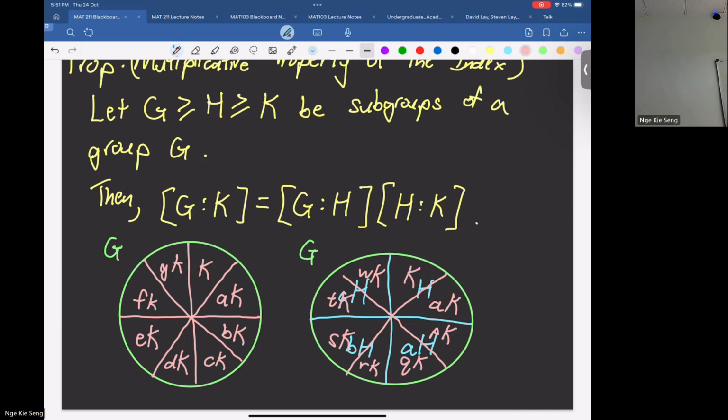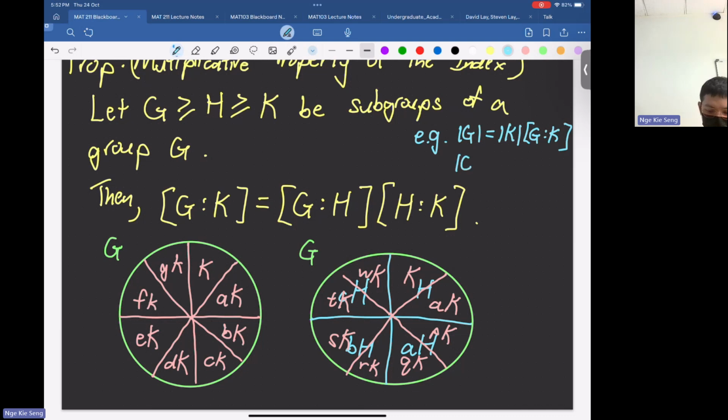Draw it. How to draw? We already drew something like this, but not precise. One easy way to see is from the formula. What's the counting formula? There are three counting formulas related to these three indices. Let's list them down. The order of G is equal to the order of K times the index of K in G, and the order of G is equal to the order of H times the index of H, and the order of H is equal to the order of K times the index of K.